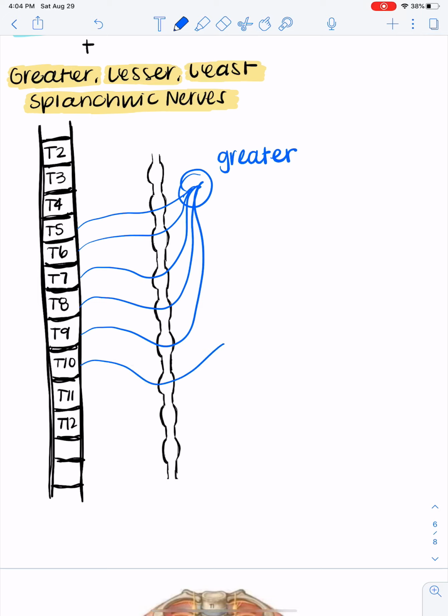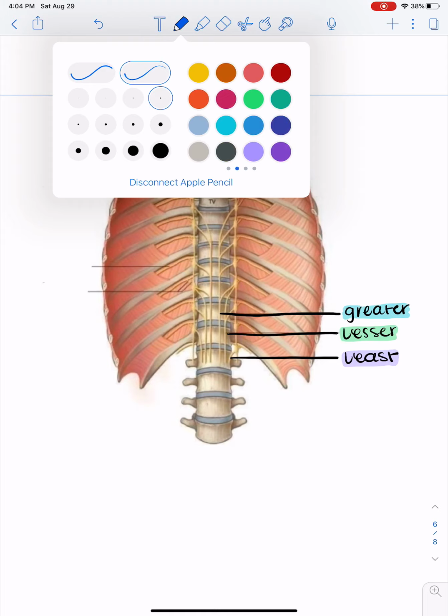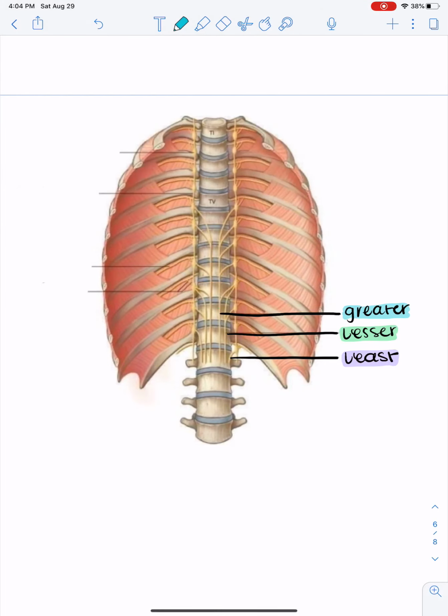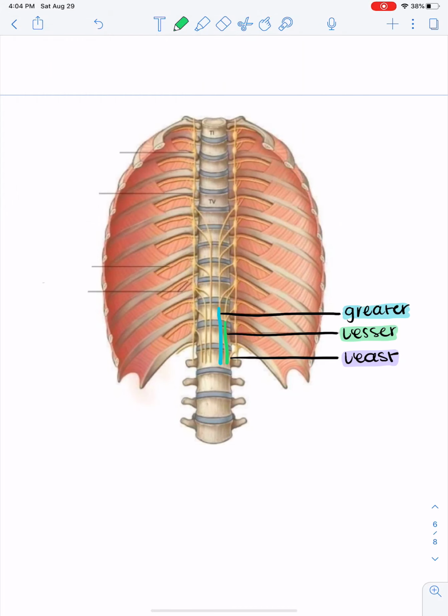And then T10 and T11 will give us the lesser splanchnic nerve. And then T12 will give us the least. And in the body, we can see these from medial to lateral: greater, lesser, and least. Greater will be the most medial, and then you will have the lesser, and then lastly, you will have the least.